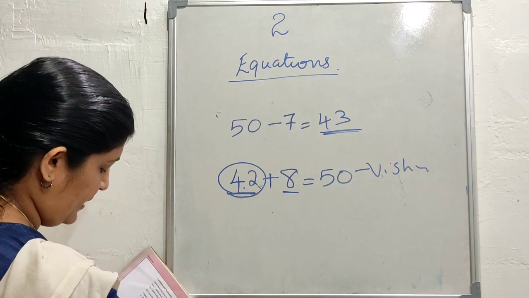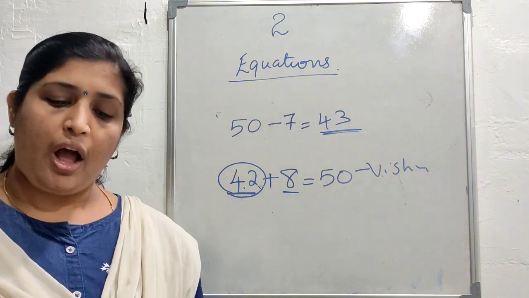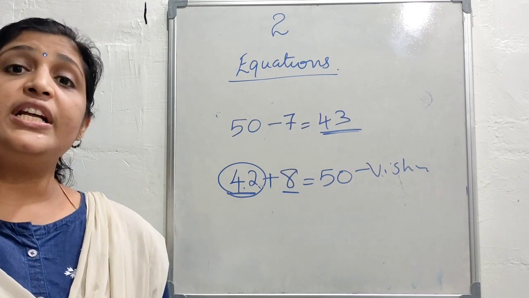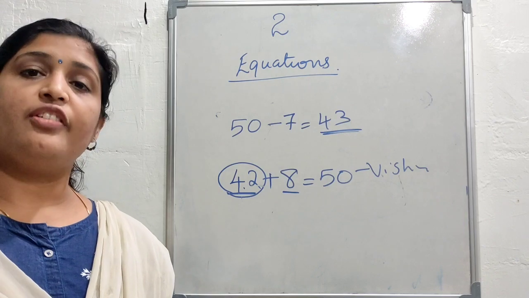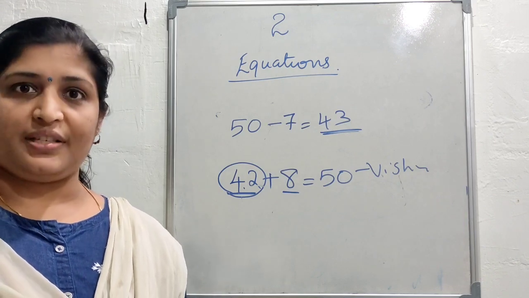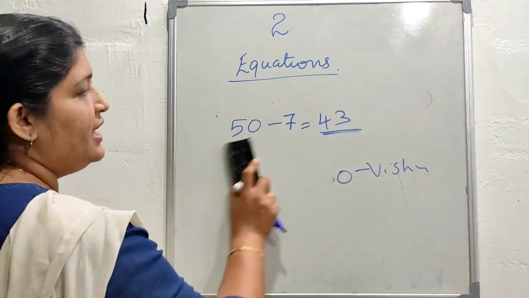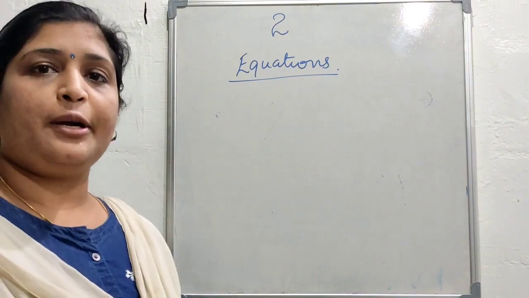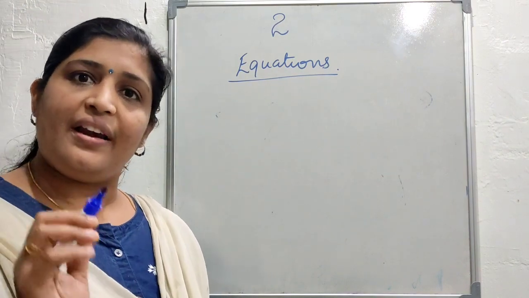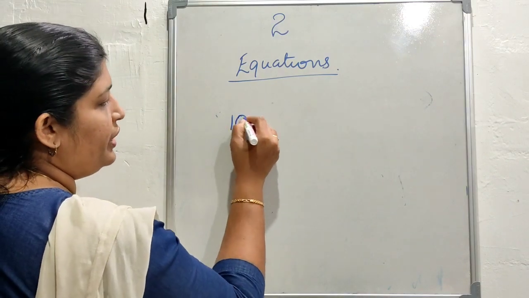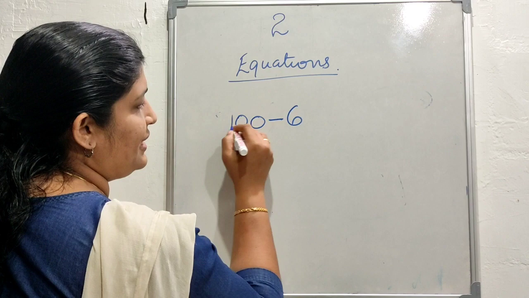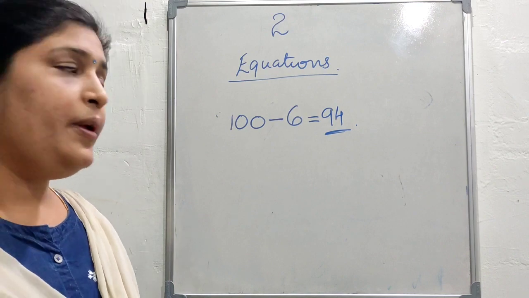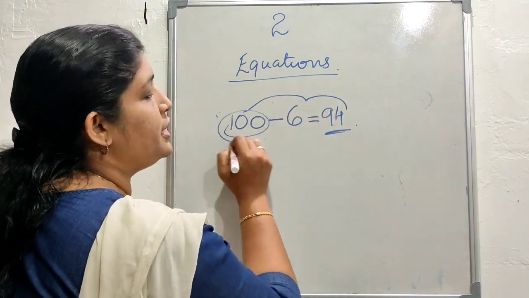The question is: 6 more marks and I would have got full 100 marks in the maths test. If he got 6 more marks, then he will get the full 100 marks. Then what is his mark? Yes, that means now his mark is 6 less than 100. So 6 less than 100 means 100 minus 6, that is equal to 94. Now his mark is 94. If he got 6 more marks, he will get the full 100 marks.